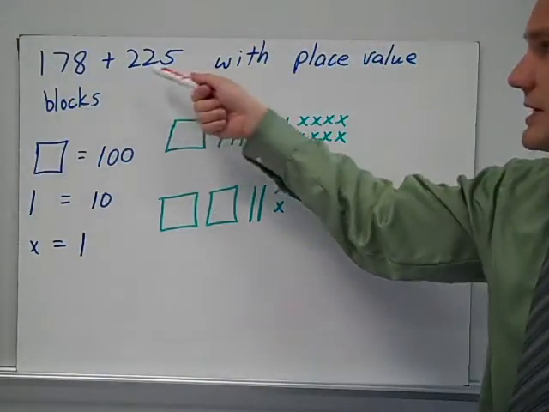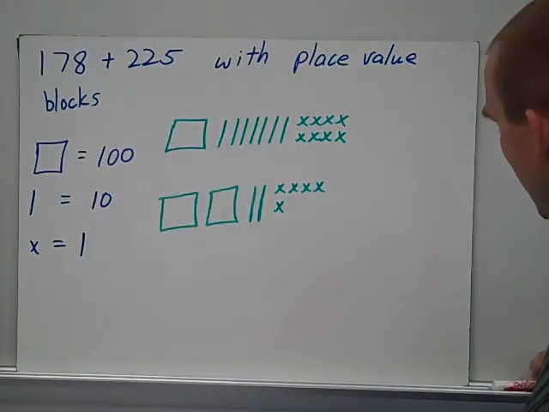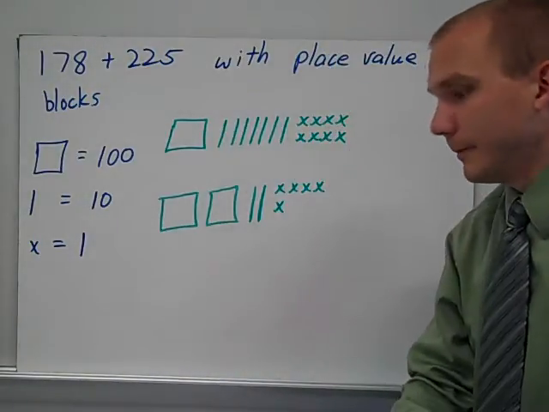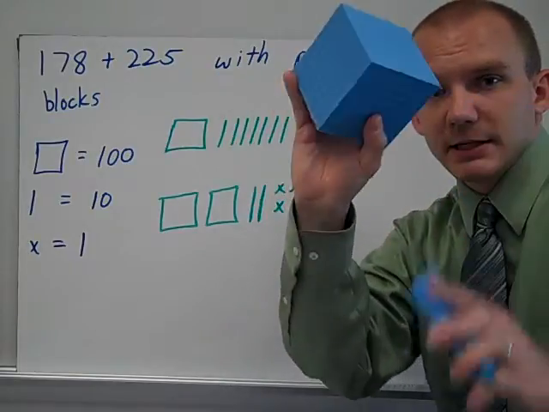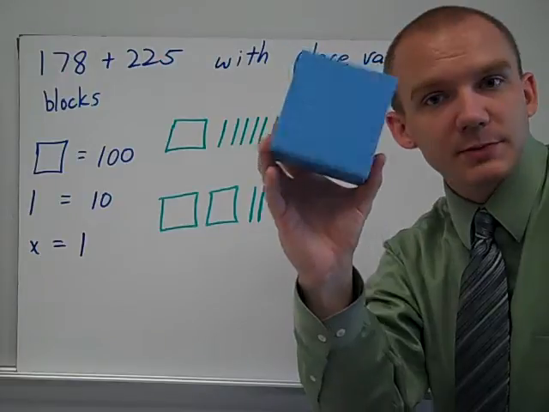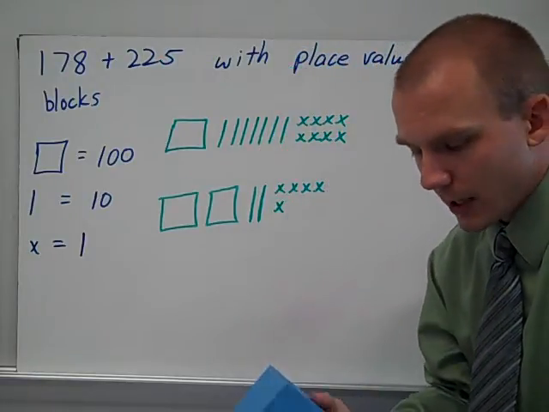Or we could do the same problem, 178 plus 225, with place value blocks. And I'm going to do this, but before, I want to kind of show you what these are. Place value blocks are these things here. This is the biggest kind you'll probably see, the thousands place value block. There are 1,000 little tiny cubes on here.